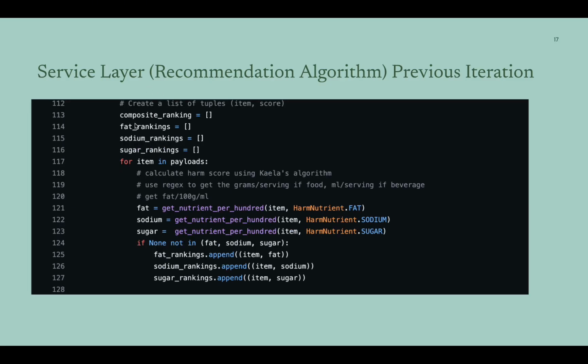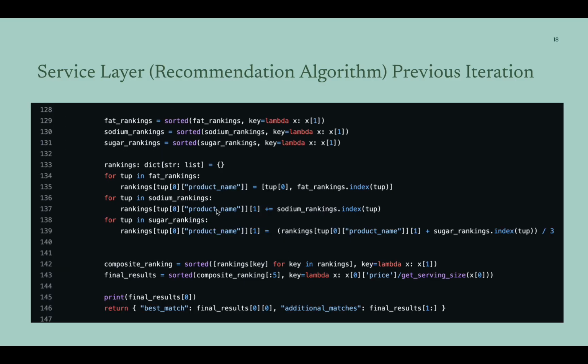Next, we create these rankings. So we have fat, sodium, and sugar. These were the nutrients specified by our client that we should focus on when generating a health score. We take the average of all 3 and then generate a composite score per item. And then lastly, we take the top 5 items of those 20 after the composite scores have been applied. And then we return on the front end the absolute best possible alternative to the item the user is looking at.